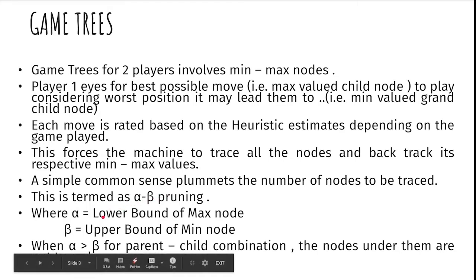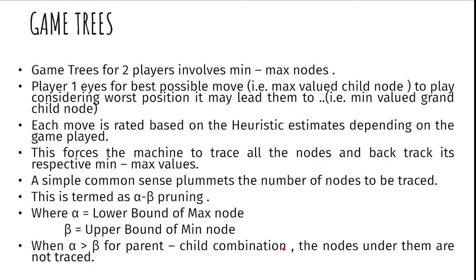When we consider alpha as the lower bound of the maximum node and beta as the upper bound of the minimum node, in the simple condition where alpha is greater than beta for the parent-child combination, the nodes under this can be pruned, since this set of nodes won't affect the whole holistic picture.